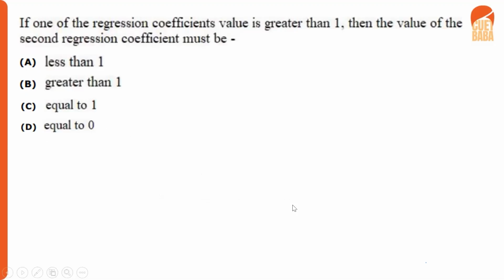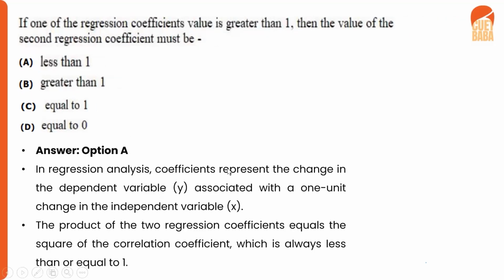We move on to the next question, that is, if one of the regression coefficient's value is greater than 1, then the value of the second regression coefficient must be. So we look into the answer, that is option A. That is, if one of the regression coefficients is greater than 1, then the second regression coefficient must always be less than 1. So what is a regression coefficient?